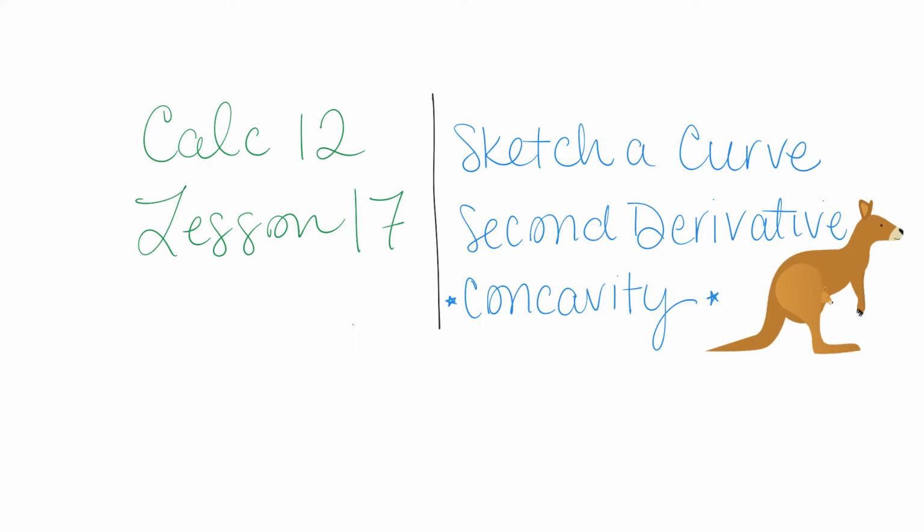All right, so we are going to keep talking about how to sketch a curve, and we're going to add another level of it today. So today we're going to look at the second derivative and what it can do for us. So far we've talked about the concept of increasing and decreasing, and we know that different parts of the graph can do that.